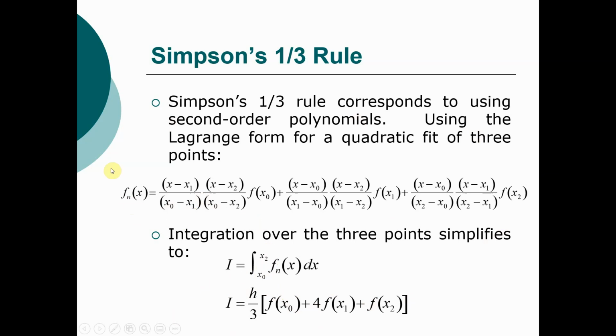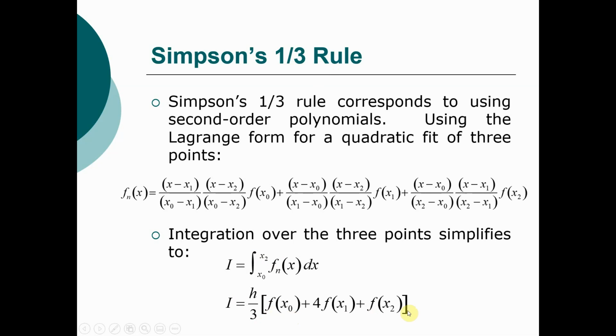You don't have to memorize any of this; you can just use the formula. h is the step size, h divided by 3. That's why this rule is called Simpson's rule, Simpson's 1/3 rule, this h over 3.